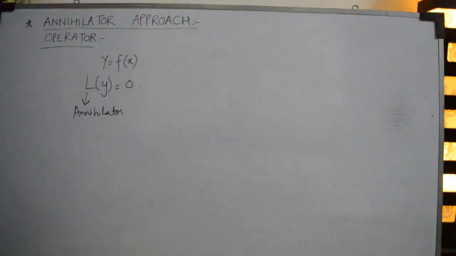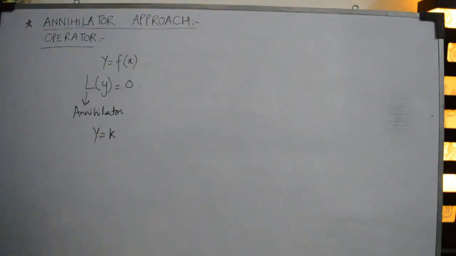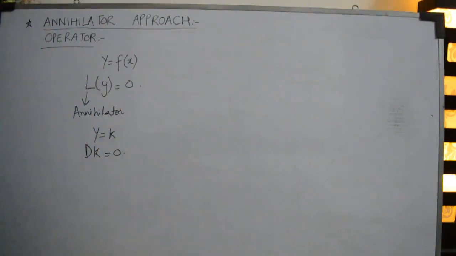For example, if y equals to k, because it is a constant, D of k is equal to 0. If I apply the derivative D on constant k, that makes it 0. So D is here the annihilator operator, right?